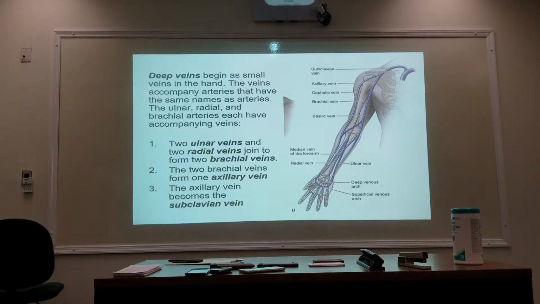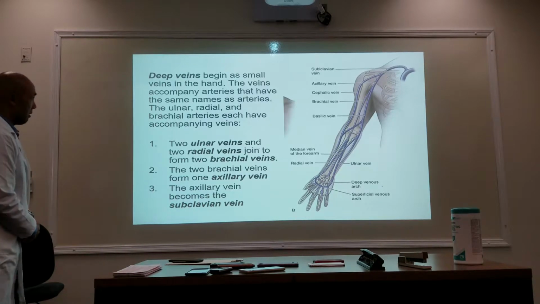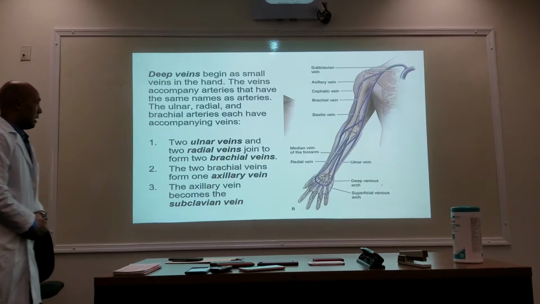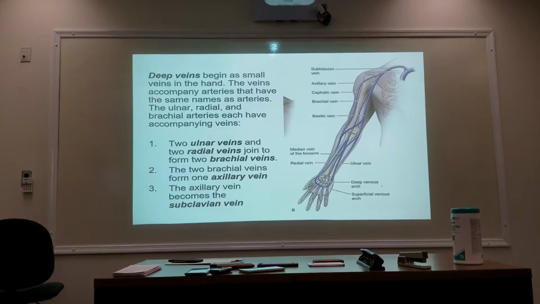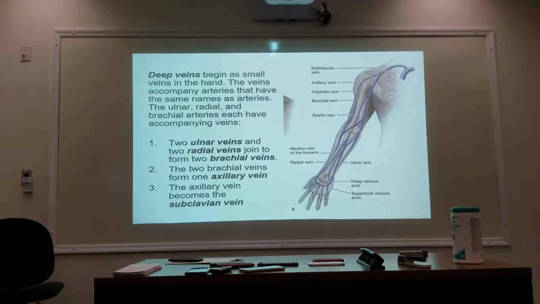Those were the superficial veins. And then we have our deep veins, which begin as small veins in the hand. The veins accompany arteries and have the same names as the arteries, including the ulnar, radial, and brachial arteries. So you have the two ulnar veins and two radial veins join.